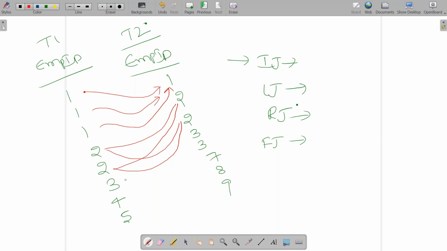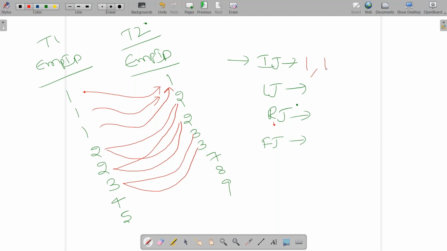Now see 3 joining with this 3. This 3 joining with this 3. 4, 5 is not there, 7, 8 is not there. Total how many lines are there here? Only 6 or 7 or 8. Now they will ask you to write the output also. Inner join output how much?